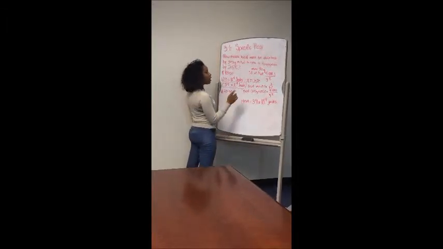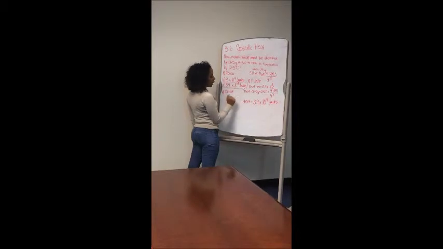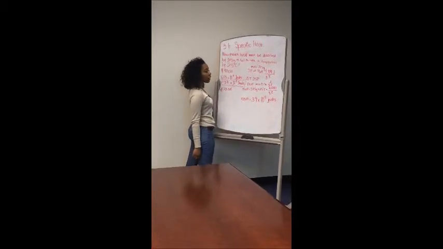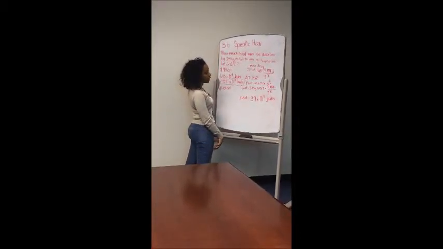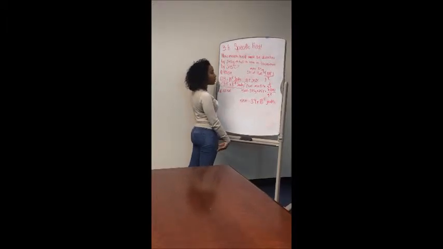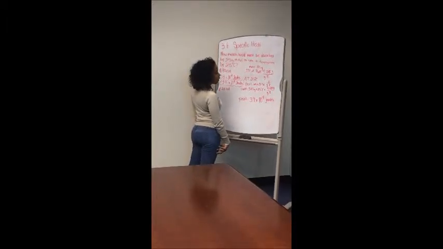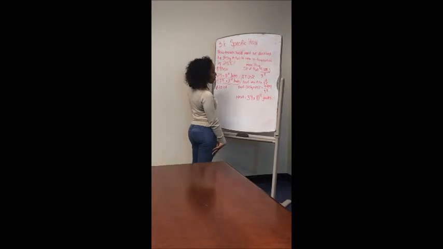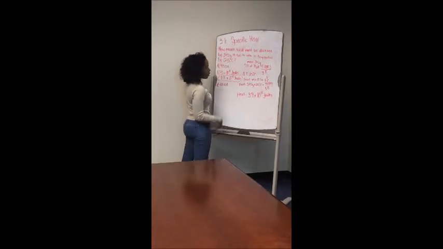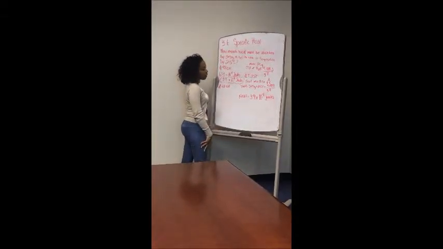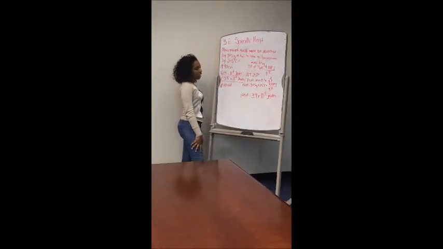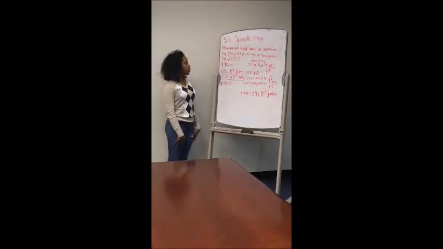Then you would plug what you're given into the heat equation, which would be 375 grams times 25 degrees Celsius times 4.184 joules per gram Celsius, which gives you heat equals 3.9 times 10 to the 4 joules, which is C.